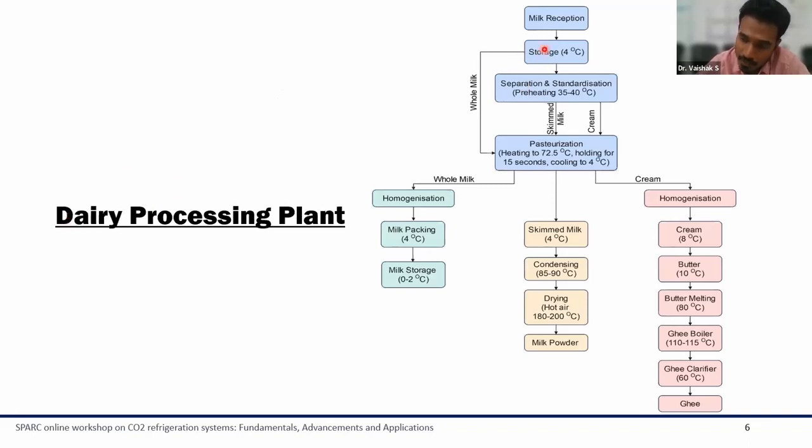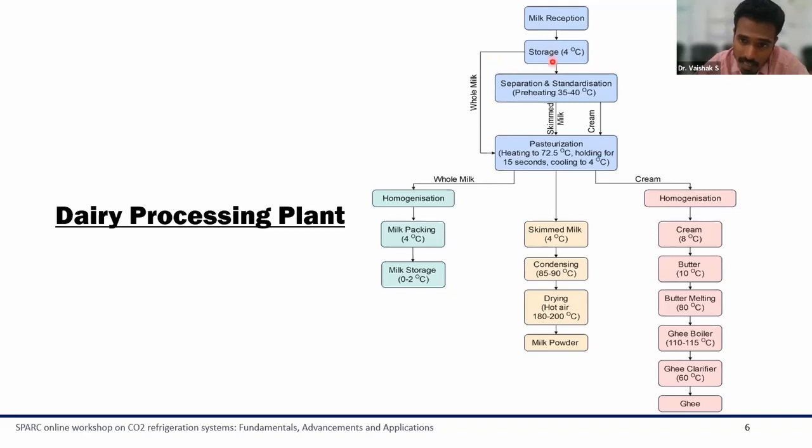So when the refrigerated trucks which carry the milk reach the processing plant, a quality check is done initially, and once the milk in the trucks passes that quality check, the milk is pumped to the silos. Silos are large cylindrical tanks where this milk is stored at a temperature of 4 degrees Celsius. So from there, the processing of this milk starts.